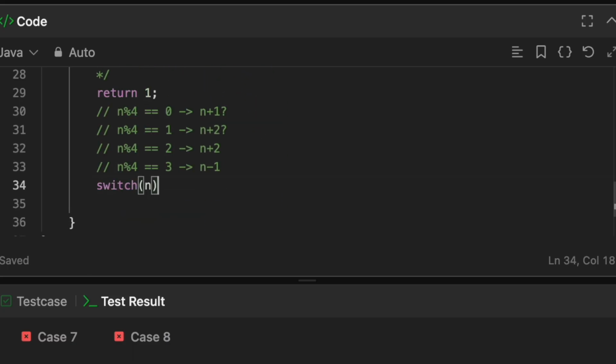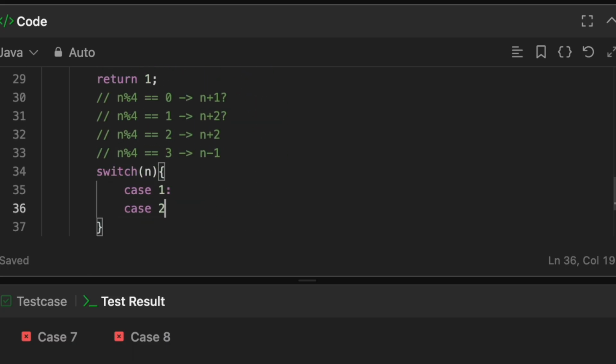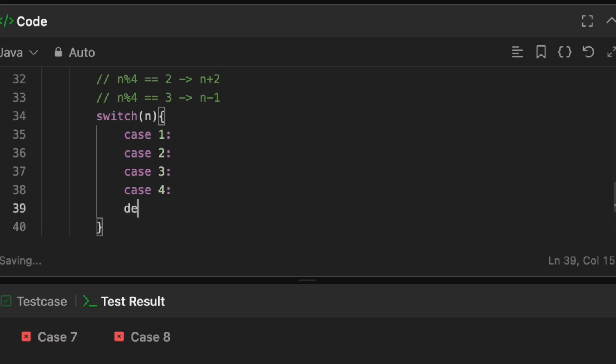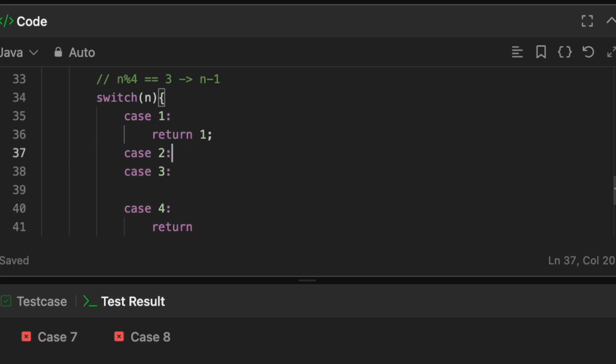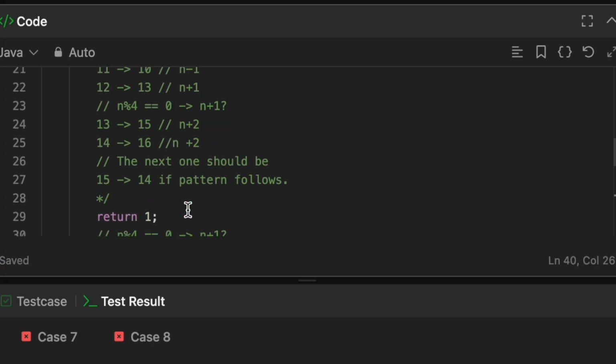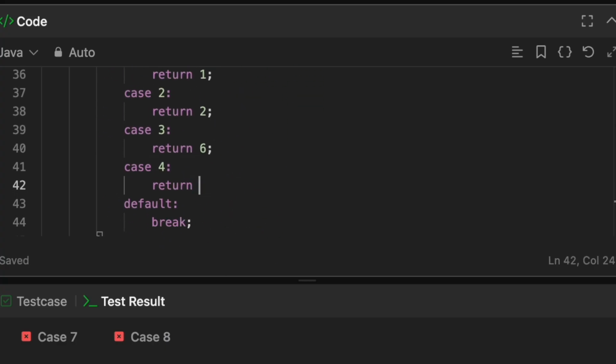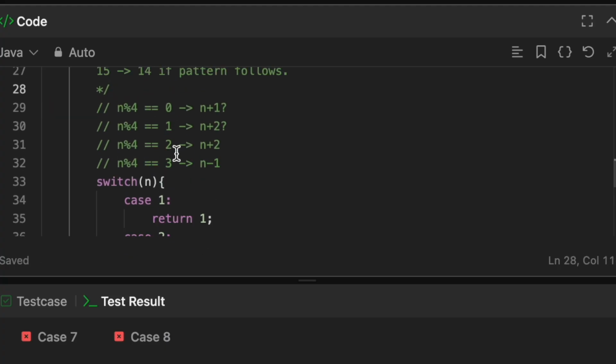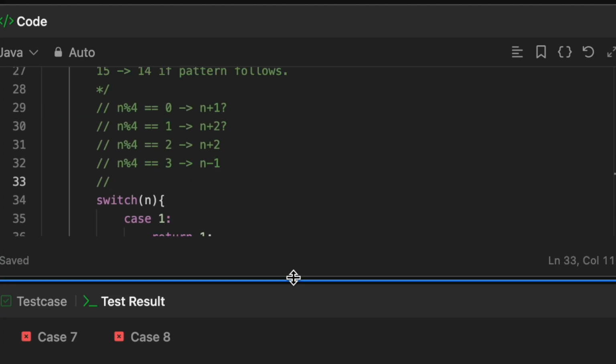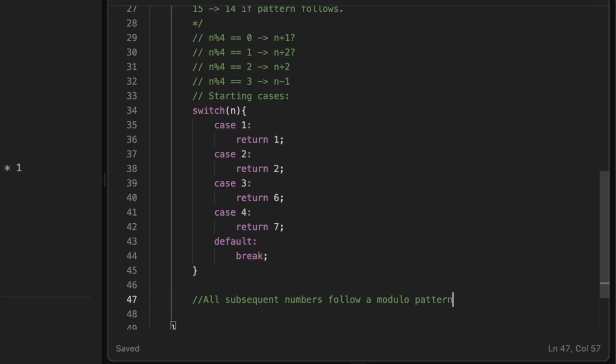With this pattern established, we still have to handle the first 4 elements which don't seem to follow this pattern at all. In the case that our value is 1, we can return 1. If the value is 2, we can return 2. If the value is 3, we can return 6. And if the value is 4, we can return 7. After we get all these done, the remaining values are just going to be a simple if statement.